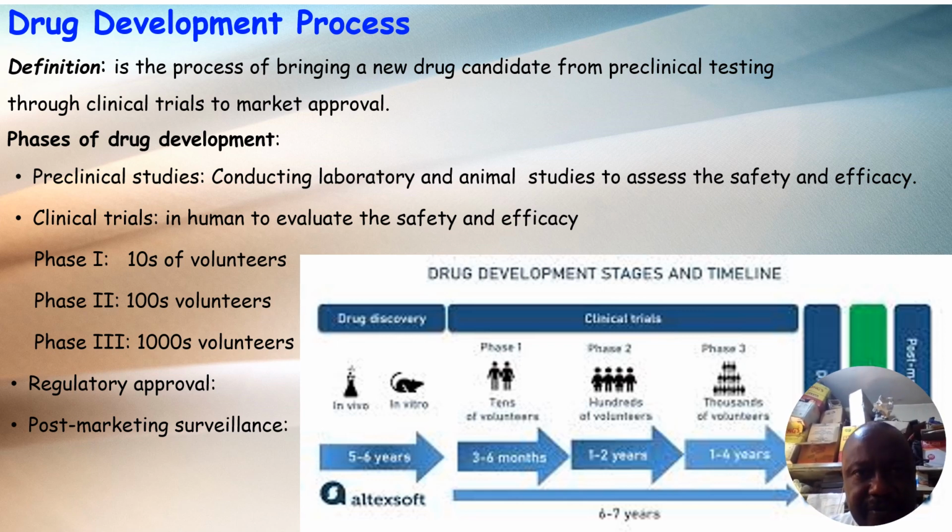The third level of development is the regulatory approval. Once the drug passes the clinical trial, the documents from the clinical trial will be forwarded to the regulatory agencies such as NAFDAC for review and approval. Then the last stage is the post-market surveillance, which involves monitoring the safety and efficacy of the drug after it has been approved and marketed for several years.